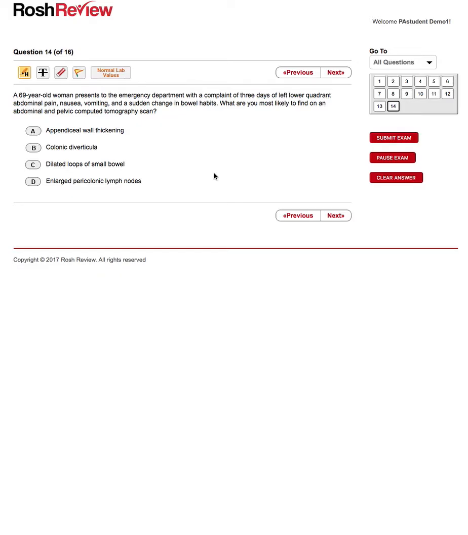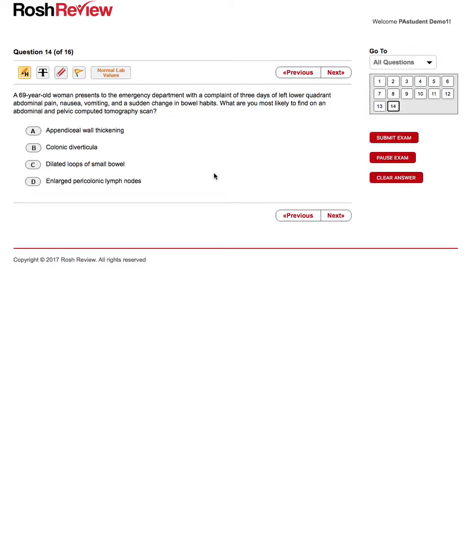A 69-year-old woman presents to the emergency department with a complaint of 3 days of left lower quadrant abdominal pain, nausea, vomiting, and a sudden change in bowel habits. What are you most likely to find on an abdominal and pelvic CAT scan?